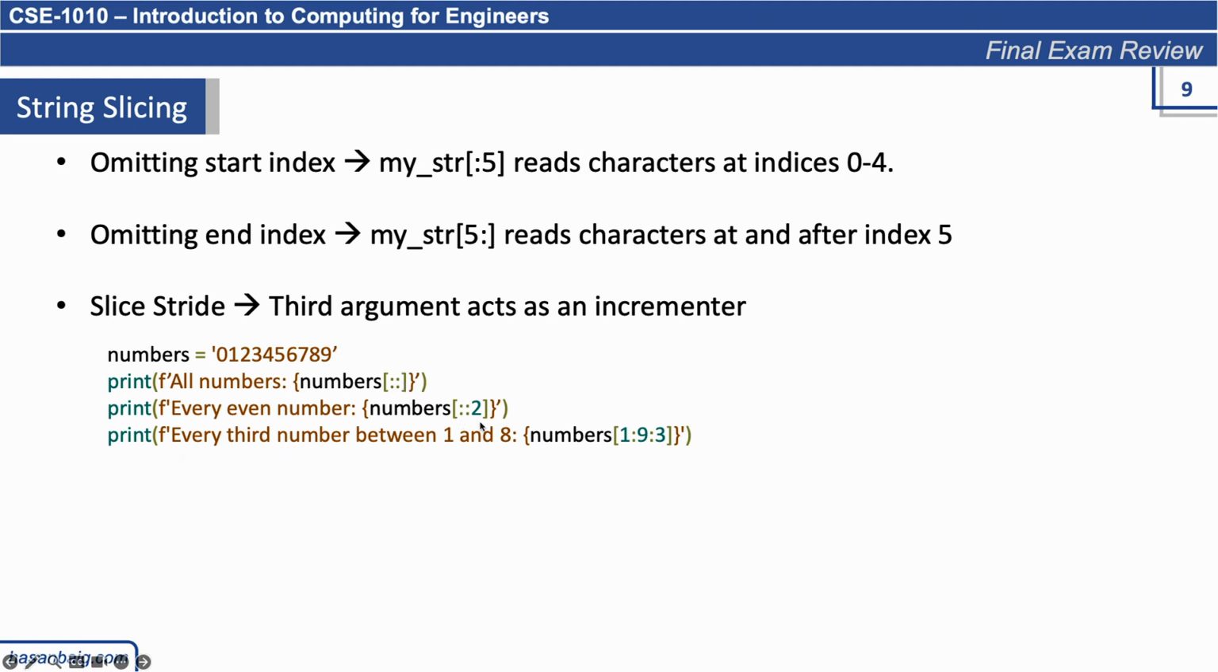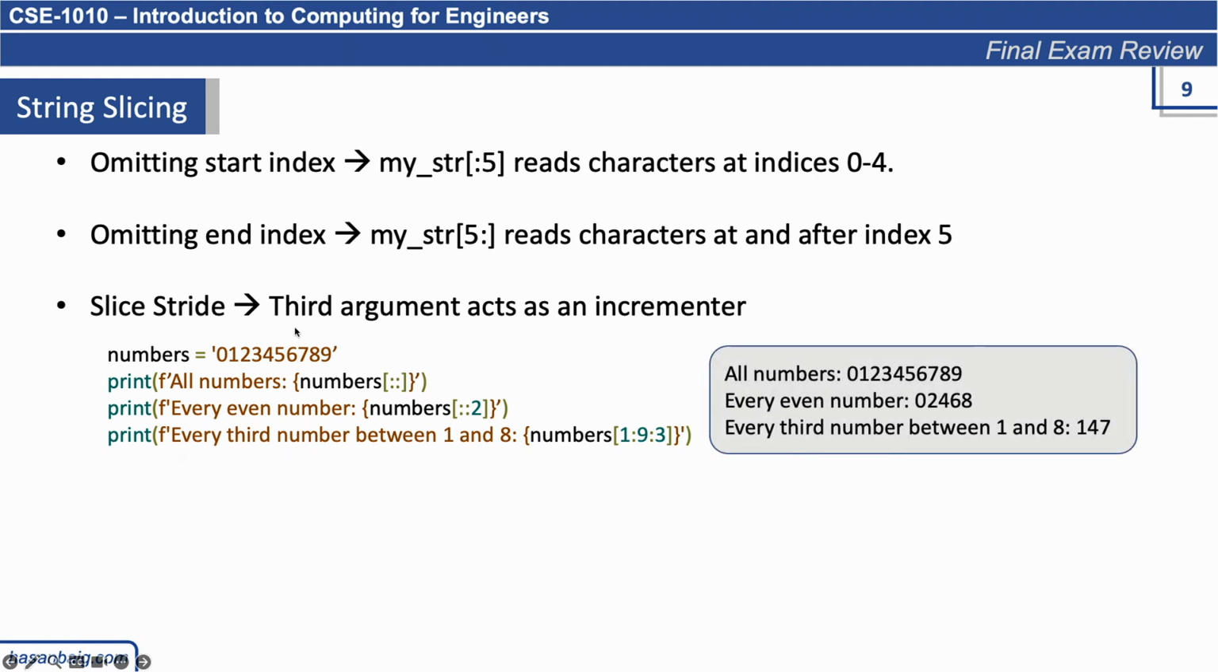We can also specify reading from start until the end and increment every character by 2. So it would start printing from 0. It will skip a character and then print the next one, every second character. So from 0 it prints every second character, and then 4, and then 6, and then 8.